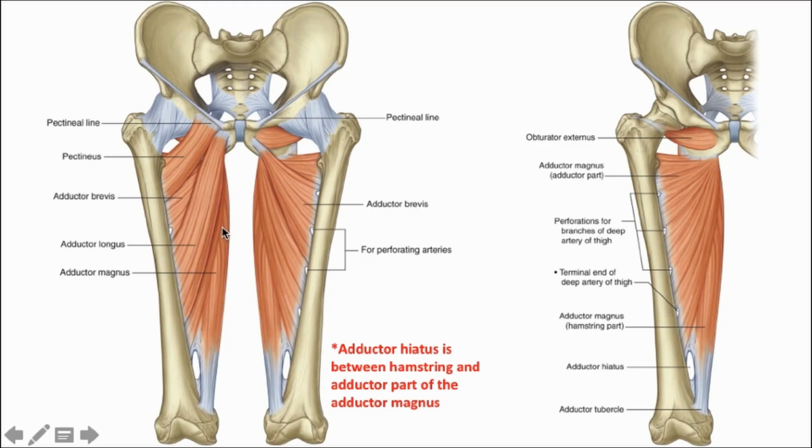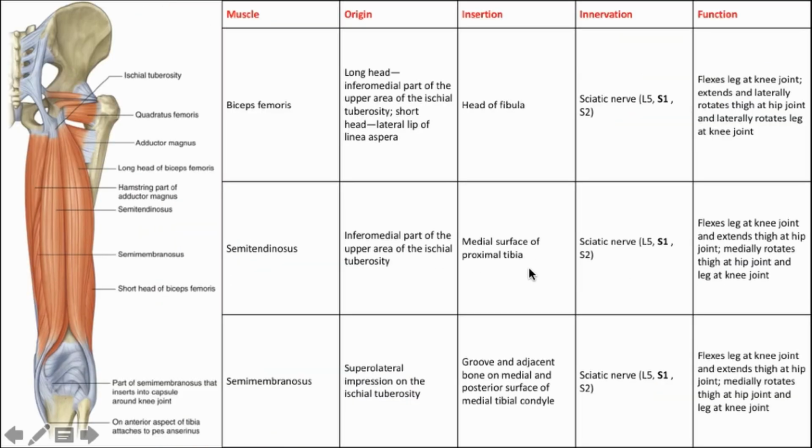What else? Adductor longus, we can see it here, and adductor brevis underneath. Adductor magnus with the adductor hiatus in here, and this is the hamstring portion of adductor magnus, which is innervated by the sciatic nerve, whereas all the rest of adductor magnus is innervated by the obturator nerve because it's in the medial compartment.